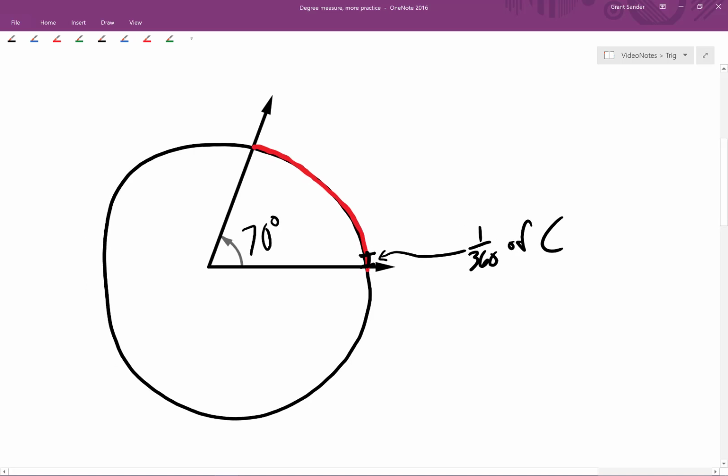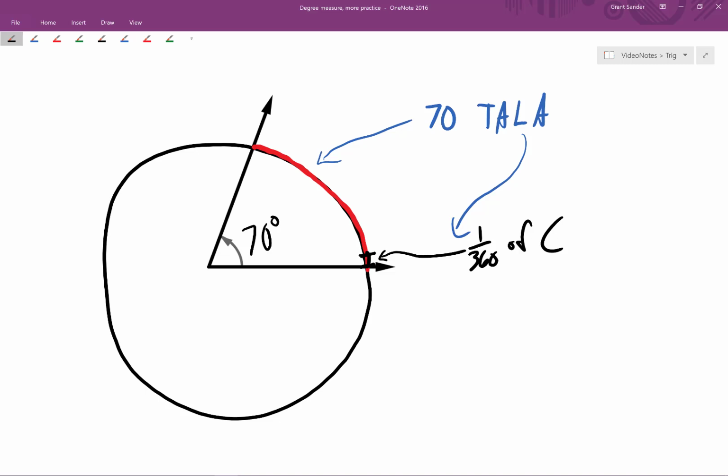This angle having a measure of 70 degrees means that this red subtended arc here, formed by the angle's rays, is 70 times as large as 1/360th of the circumference. And so that red subtended arc is 70 times as large, or times as long, as 1/360th of the circumference of the circle. So if we compared those sizes, the subtended arc formed by the angle is 70 times as large as 1/360th of the circumference of the circle. Let's see what the implications of this are.